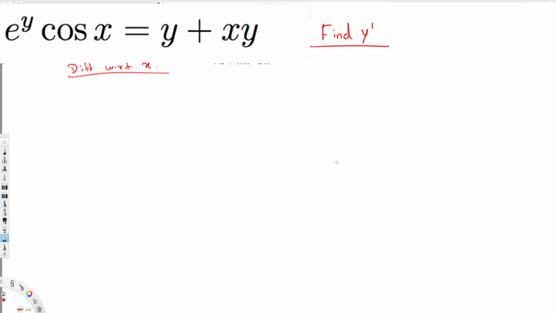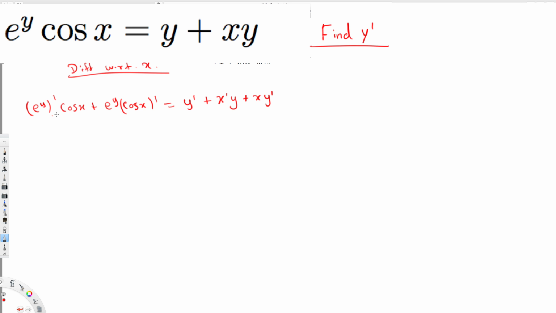Let's see what we can do now. If you look at this one, we have two different things multiplying each other. Therefore, we have to use the product rule. If I use the product rule, it's going to be e^y prime, the first derivative, and the second one multiplied by itself, and then e^y times the second variable's derivative. So it's going to be e^y times cos x prime, and the other side is going to be y prime plus, this is two different things multiplying each other, therefore the product rule comes again. So this is going to be x prime y plus x y prime.